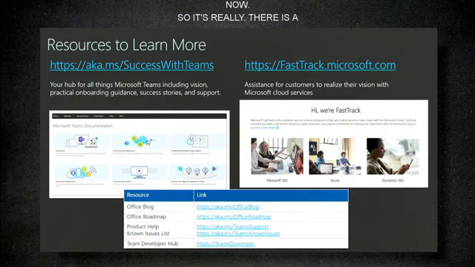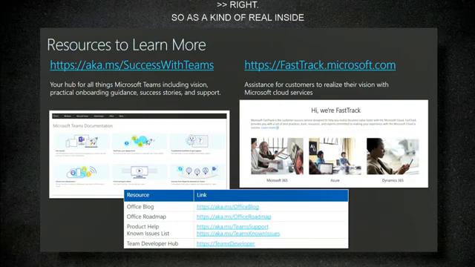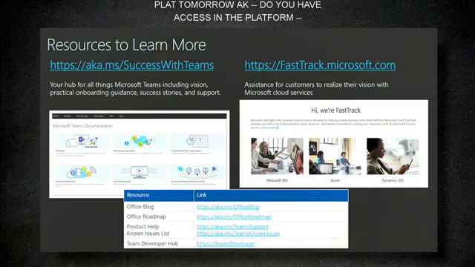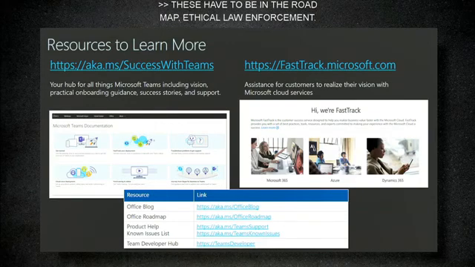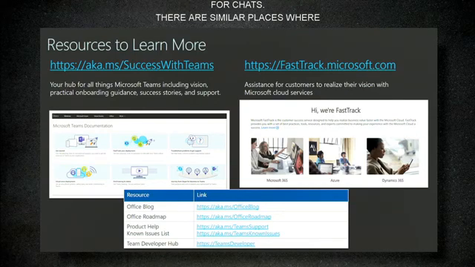And these are essentially the same teams working on these things together. As a real inside baseball aspect of this, dev platform access into that MCU to be able to control media routes is the kind of thing that has to be on the roadmap, in terms of ethical wall enforcement and that kind of stuff. We have hooks for chat. We know where these things can live, like in the permission service for chats. There are similar places where we can hook them in the Skype infrastructure. It's just a matter of getting that on the roadmap. We understand things like ethical walls and DLP all have to be supported, and there is a place to do it. Right now, it's just not open for third parties.